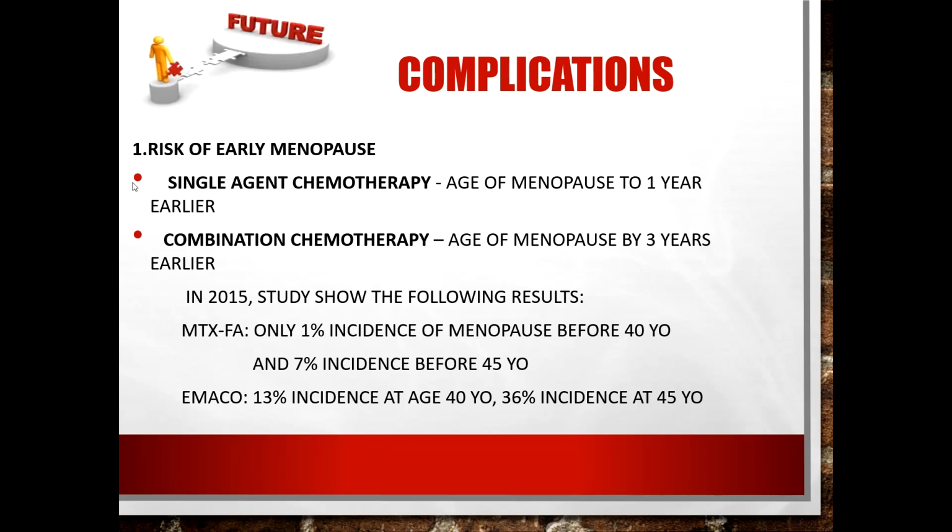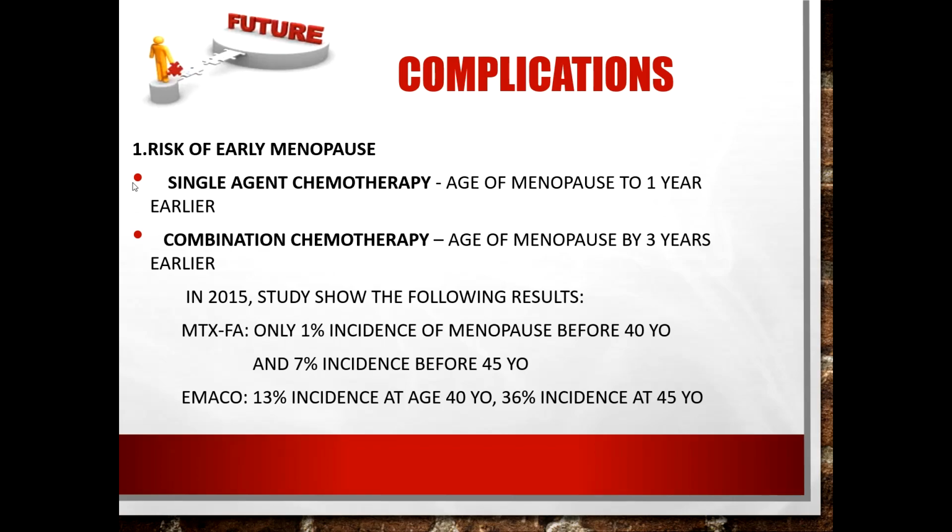In 2015, there was a study comparing single-agent and combination chemotherapy with respect to menopause. Methotrexate with folinic acid showed only a 1% incidence of menopause before 40 years old and a 7% incidence of menopause before 45 years old. However, in multi-drug regimens, such as EMA-CO, there is a 13% incidence of menopause at age 40 and a 36% incidence of menopause at age 45.